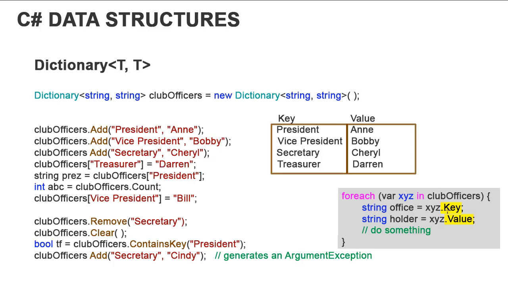And again, we can iterate through this list. We're going to use var xyz in our dictionary, and we can pull the values by .key and .value properties and then do something with those.